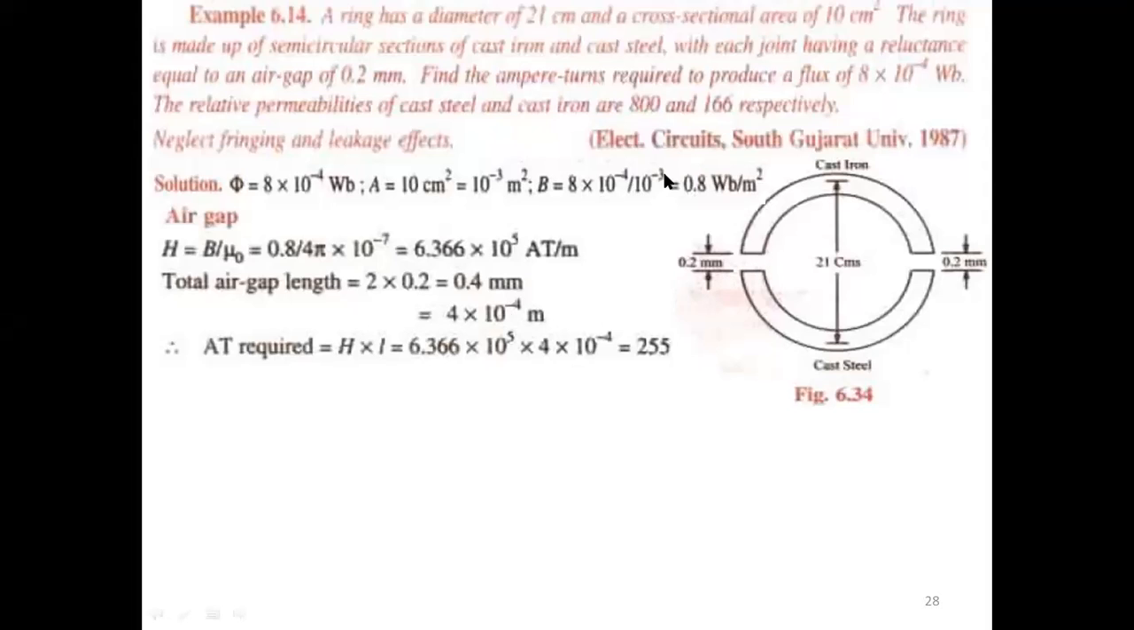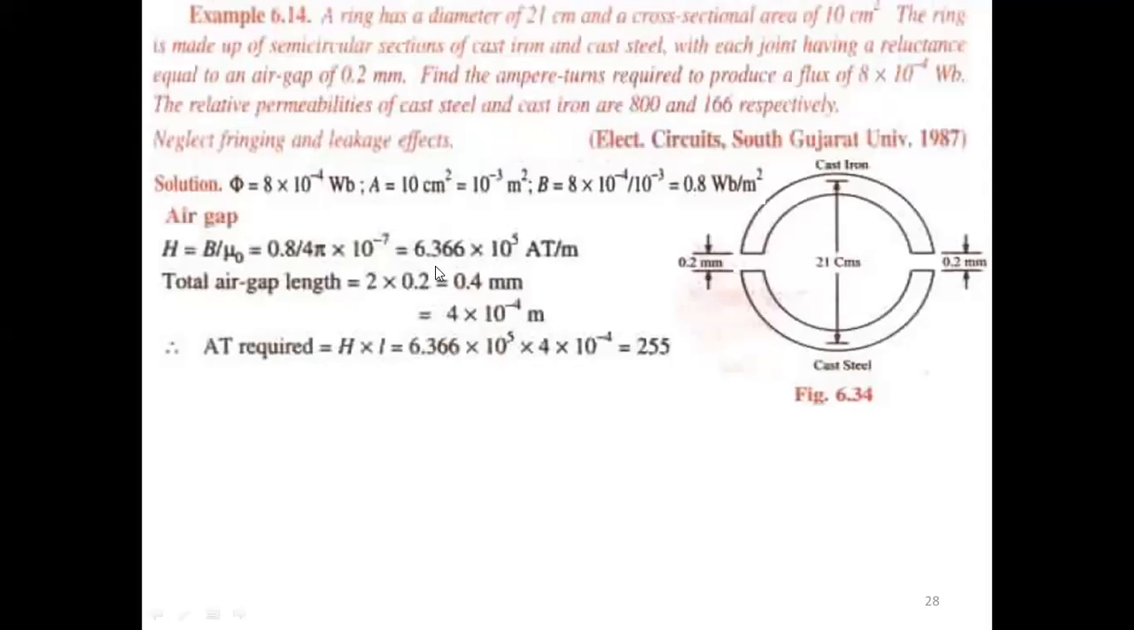What about the H now? B we know. H is B by mu naught, because mu r is 1 for the air gap or free space. Relative permeability for vacuum or air is 1. So substitute B as 0.8, divided by mu naught equal to 4 pi into 10 to the power of minus 7, which you already know. Did you get the answer? Yes, sir. 6.366 into 10 to the power of 5 ampere turns per meter.